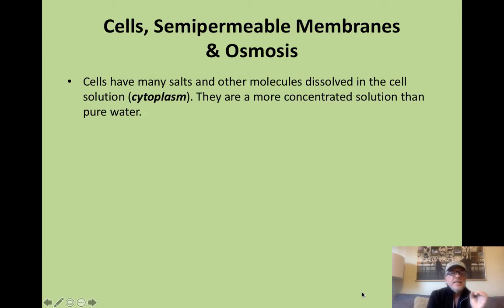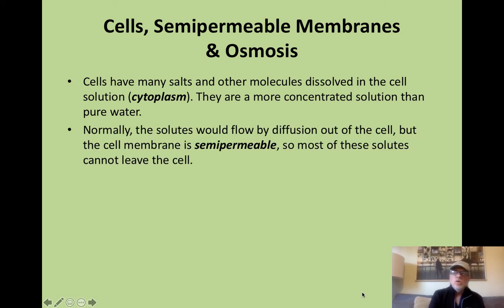Now, the cell itself has many salts and other molecules, in other words, many solutes, dissolved in the cytoplasmic solution. They are a more concentrated solution than pure water. Normally, the solutes would flow by diffusion out of the cell, but the cell membrane is semipermeable. So most of these solutes cannot leave the cell, which makes sense. The cell wants to keep molecules that it needs inside and not have them leave by diffusion.